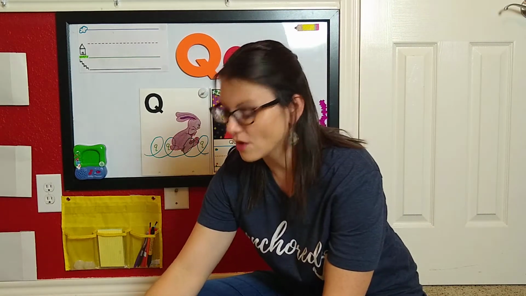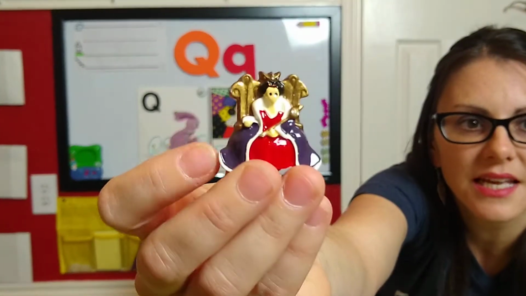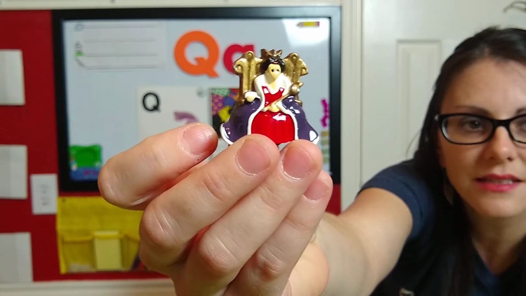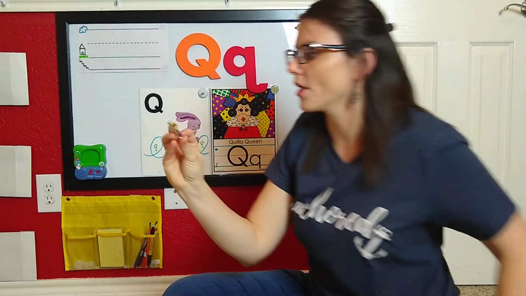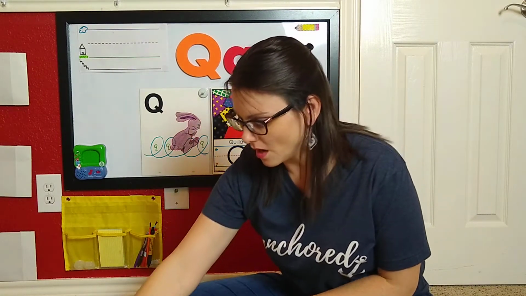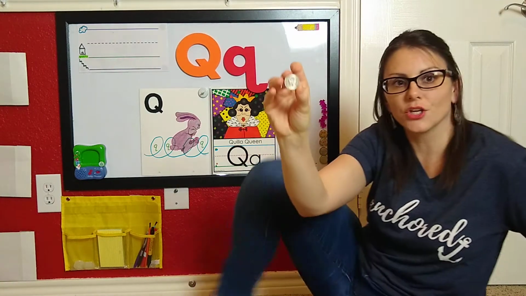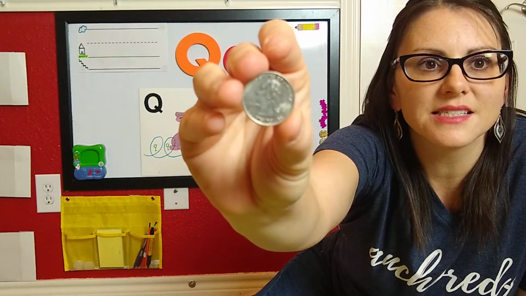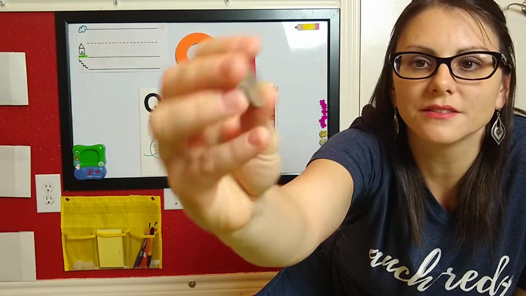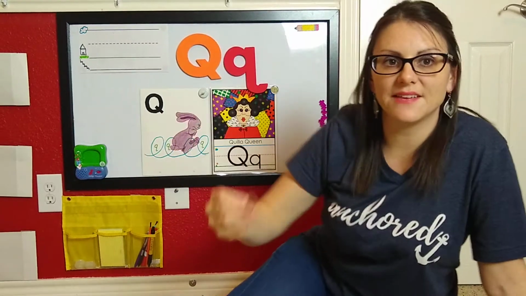Now Q is kind of a hard letter to find things that start with Q. But right here, I'm going to move in closer, you can see it. This is a queen. Look at that queen sitting on her throne. So I have a queen. Ooh, I also have this right here. Our Q stuff is all small. This is a quarter. A quarter is worth 25 cents.